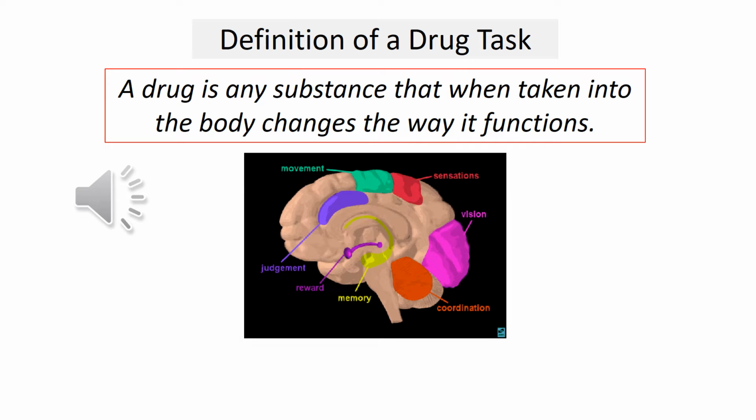So, you've probably got something similar to this. A drug is any substance that when taken into the body changes the way it functions. So basically anything that alters the way we think or act is classed as a drug. So can you now add to your definition with the information on your screen now? Pause the video.